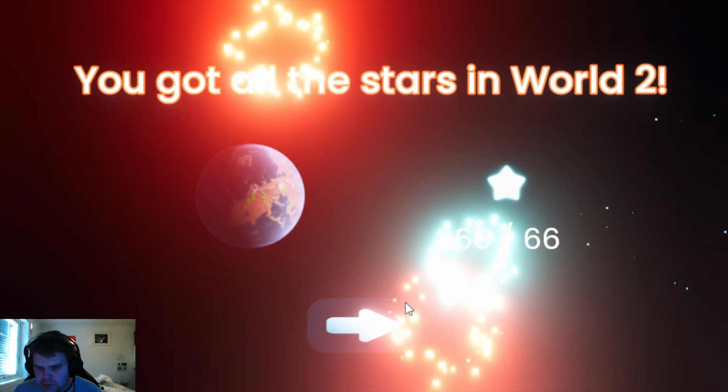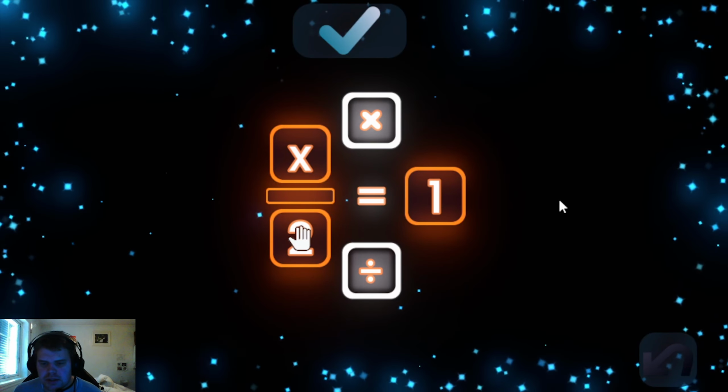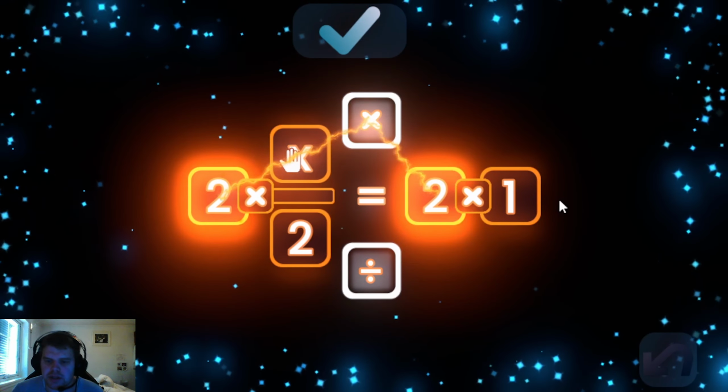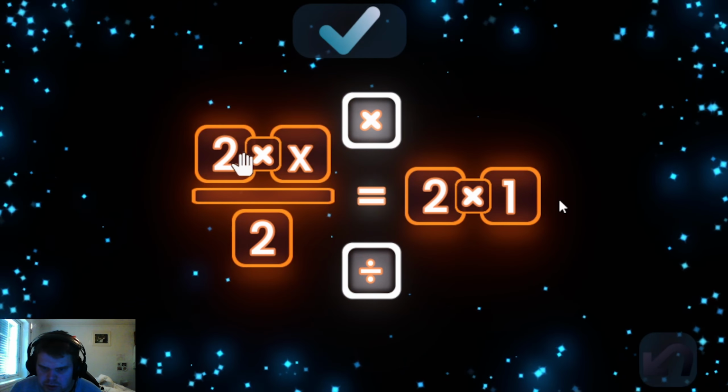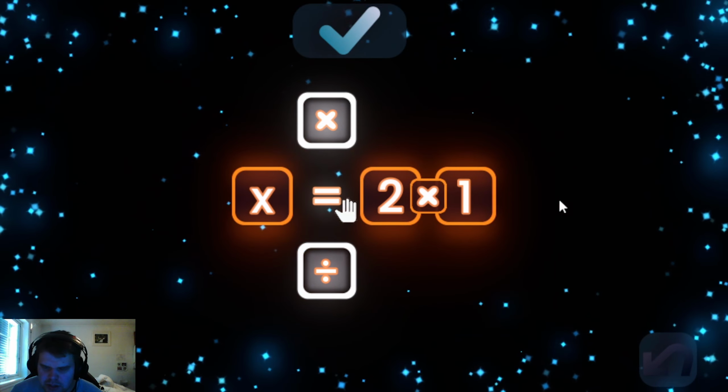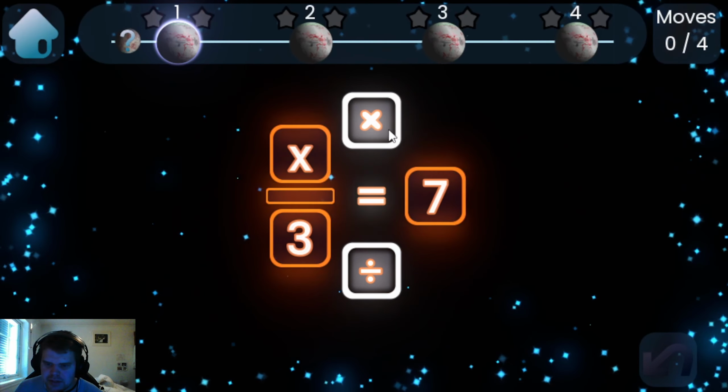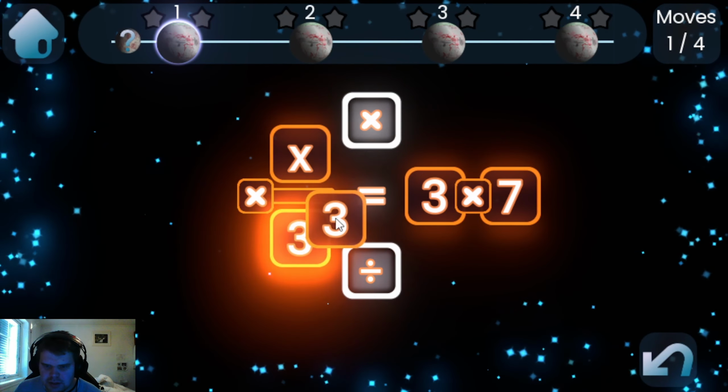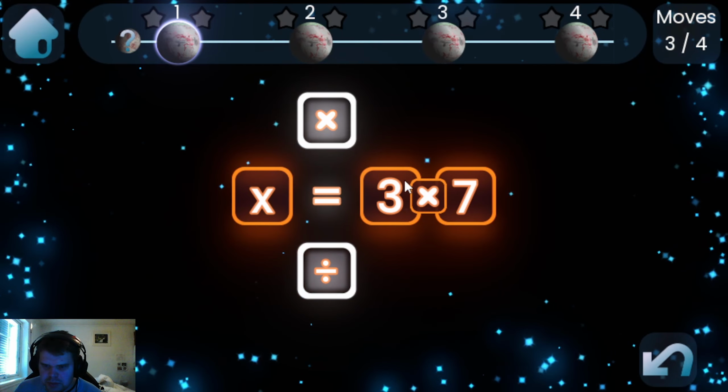That's the longest world I think I have in the whole game. So let's get that out of the way. Here we're showing that you can't just divide both sides. You can also multiply both sides if you have a fraction. I love this laser effect. Thanks to Manus for helping me make that laser effect.